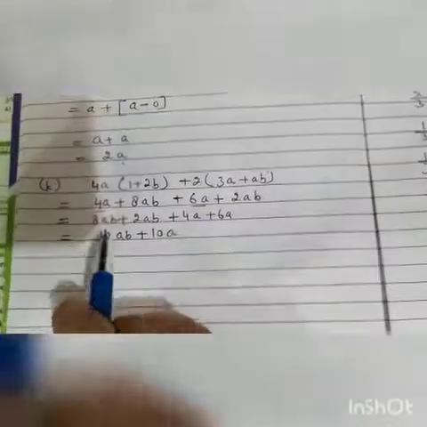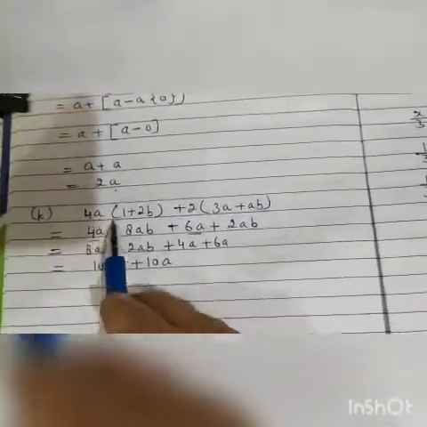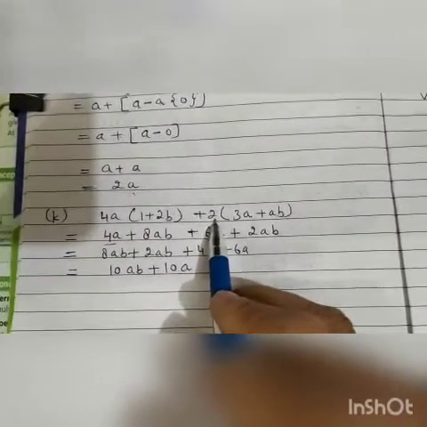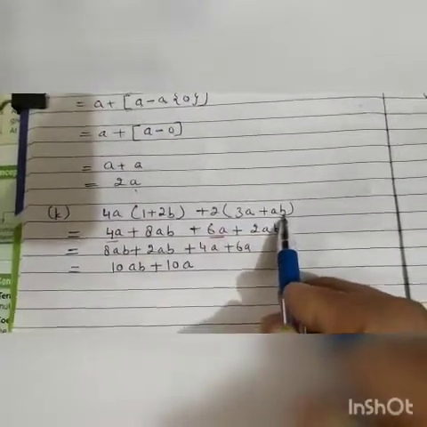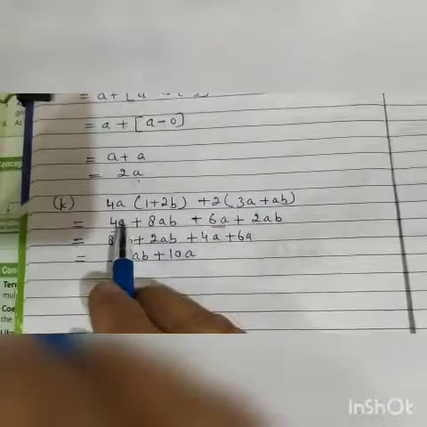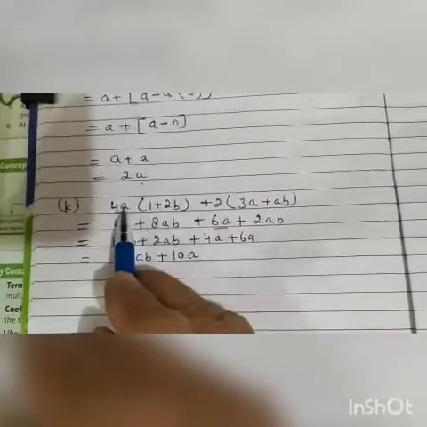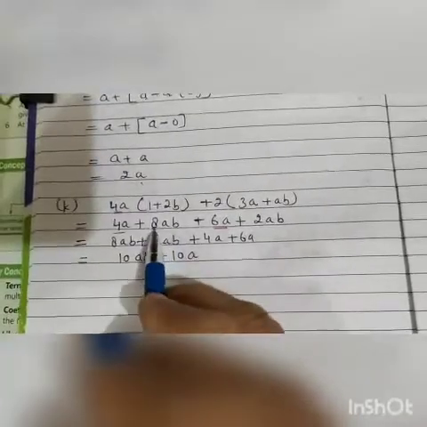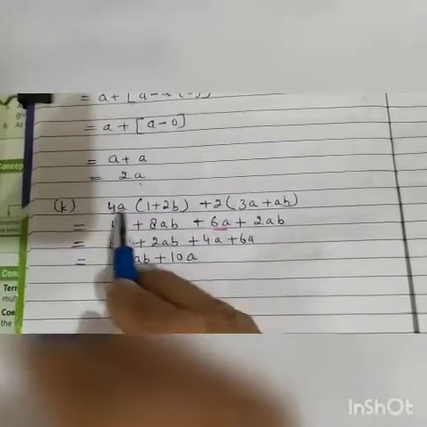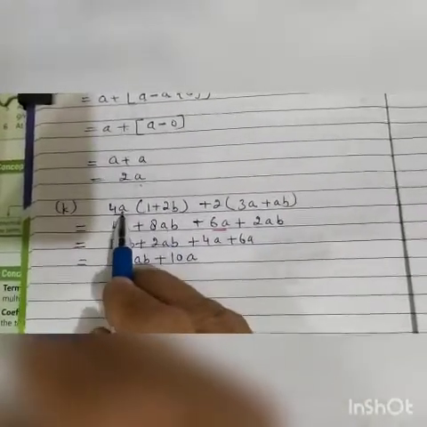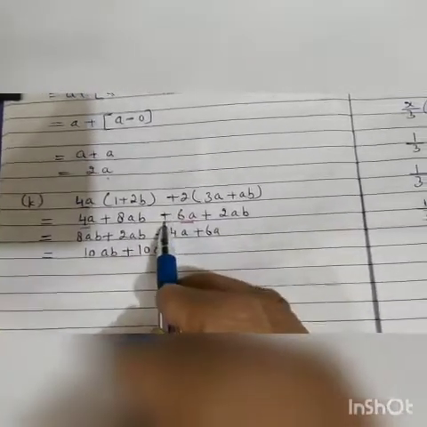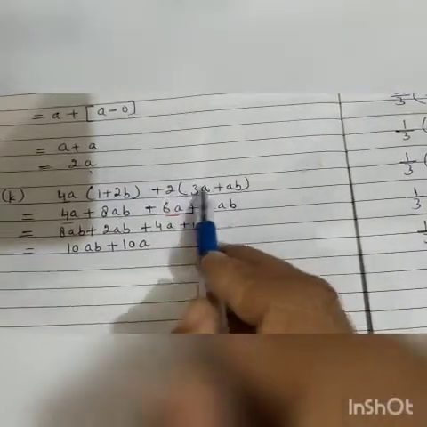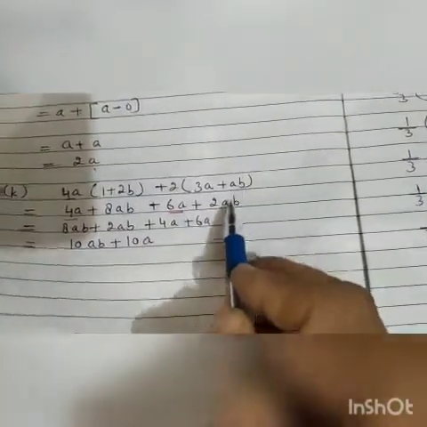Next part, K. 4a multiplied by (1 plus 2b) plus 2 multiplied by (3a plus ab). So first we will multiply 4a by 1. 4a times 1 is 4a, plus 4 times 2 is 8ab. Then plus 2 times 3 is 6a, plus 2 times 1 is 2ab.